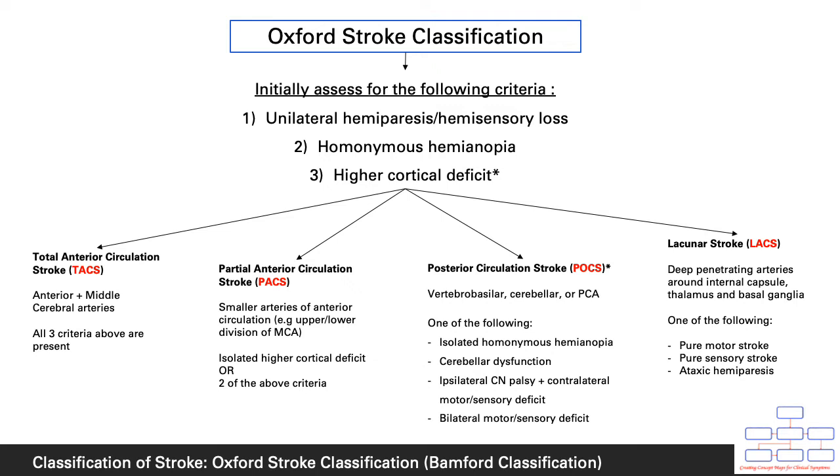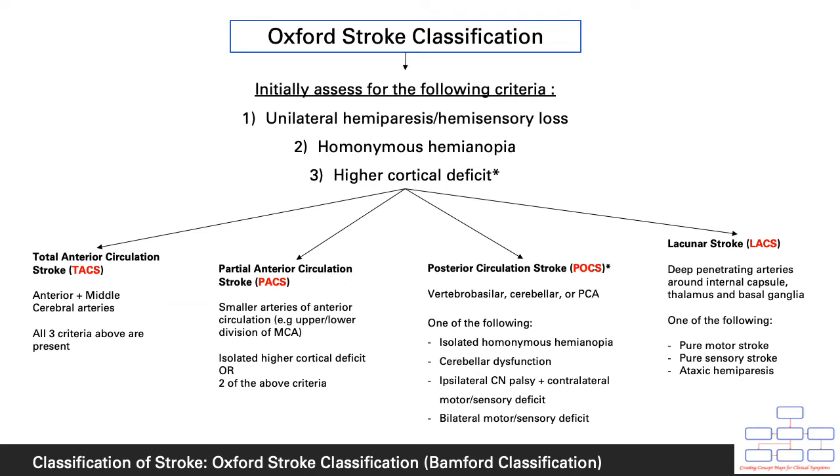With total anterior circulation strokes, it basically involves all three of the criteria that I've mentioned, and it is essentially an occlusion in your anterior and middle cerebral arteries. However, in partial anterior circulation strokes, where you only need two of the above criteria or an isolated higher cortical deficit, it involves the smaller arteries of your anterior circulation, such as either the upper or lower division of your middle cerebral artery.